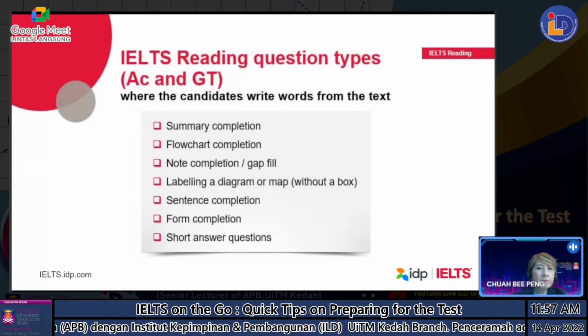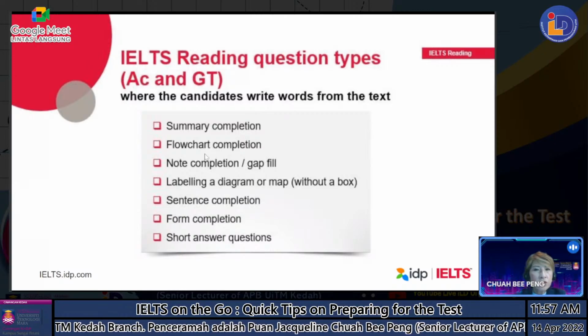All right, and sometimes you may have to get information. This is the typical thing, transferring information from linear to non-linear. You get the information from the text and you complete the flowchart. And note completion, right? It can come in short notes and you have to complete it.